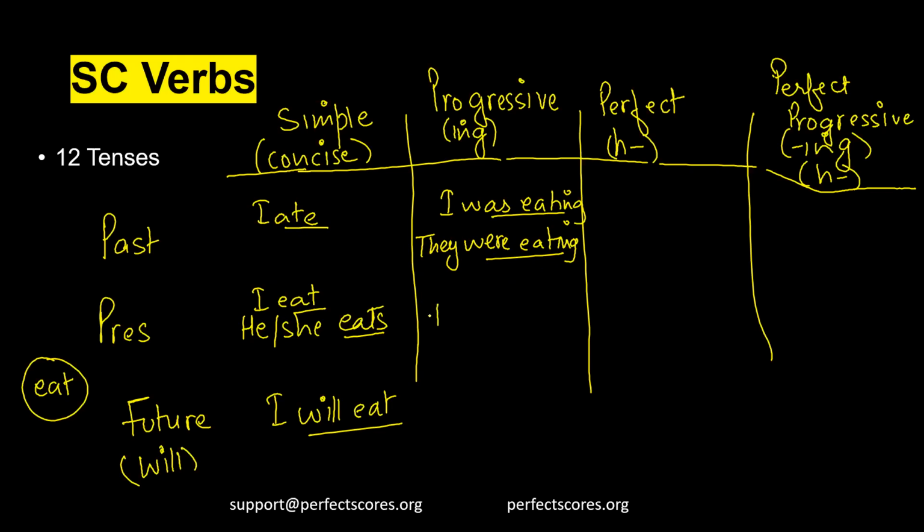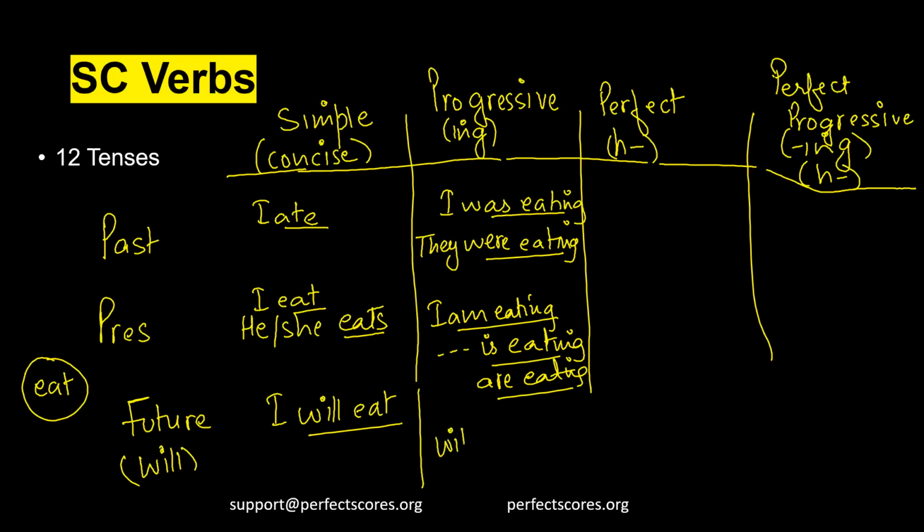Progressive present will simply be I am eating. So here, I am eating is unique to I. Otherwise, you usually use words like is eating or are eating. And in the future, again, all you need to do is simply add the will. Will be eating. And that applies to all, singular or plural. I will be eating, they will be eating, she will be eating.